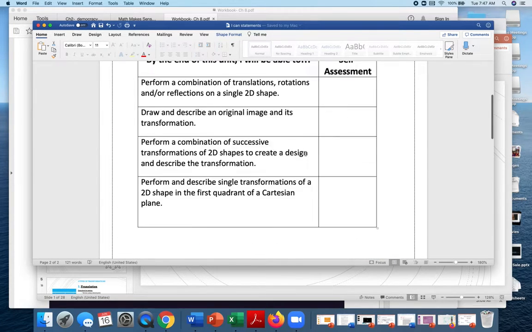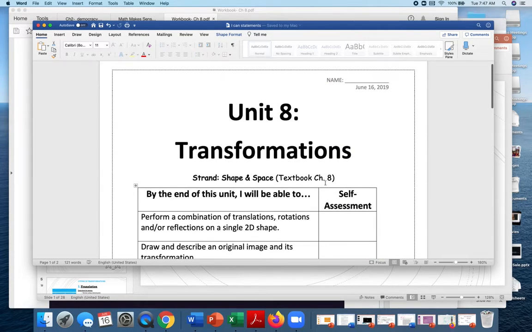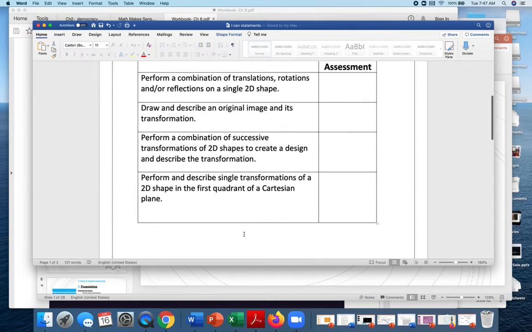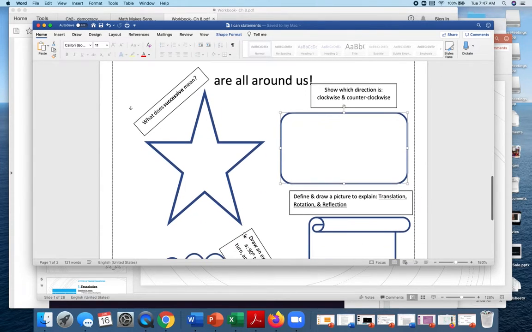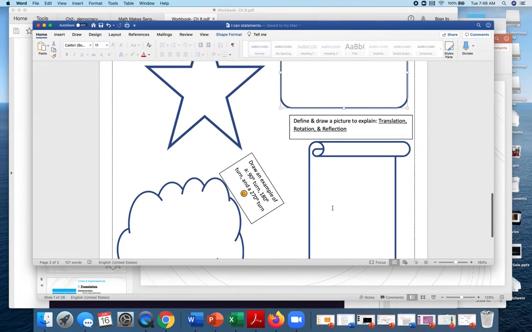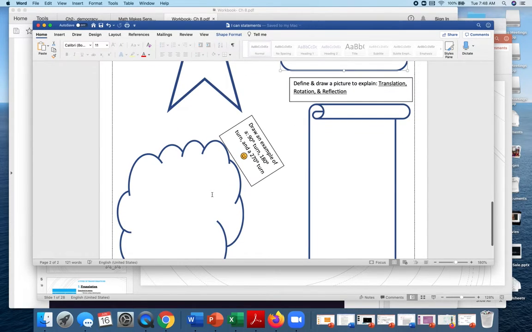Okay, so you have to go to textbook chapter 8 for transformations, which is part of shape and space. These are all the things we're going to be working on, and then these are just a couple of things to define. What does successive mean? That's an important word you should be able to figure out. Even go to the glossary. Then show counterclockwise and clockwise, just using an arrow. Define translation, rotation, reflection. Draw an example of a 90-degree turn, a 180-degree turn, and a 270-degree turn. You kind of show that with arrows.